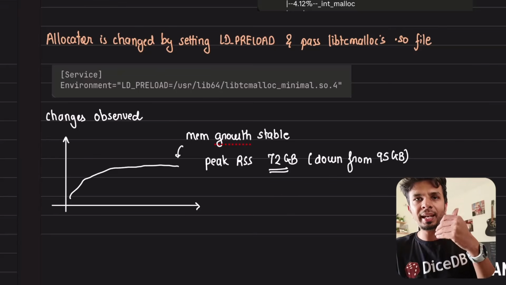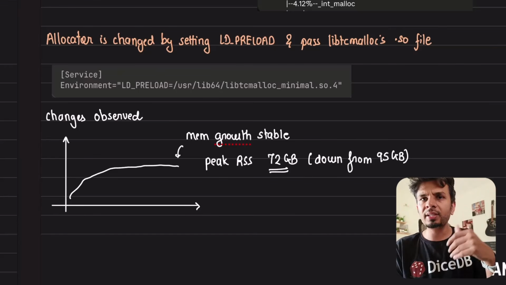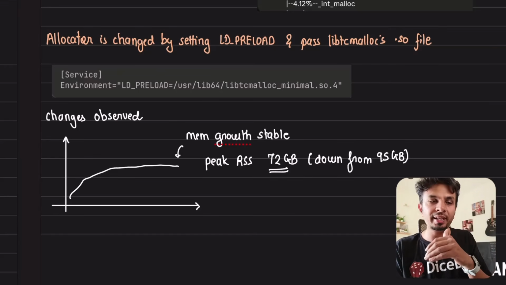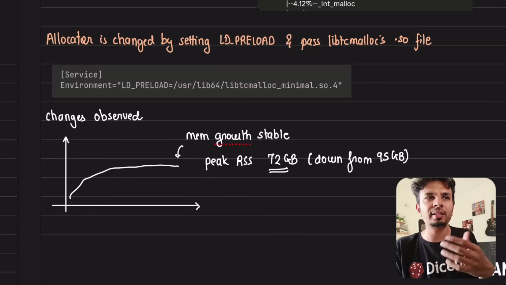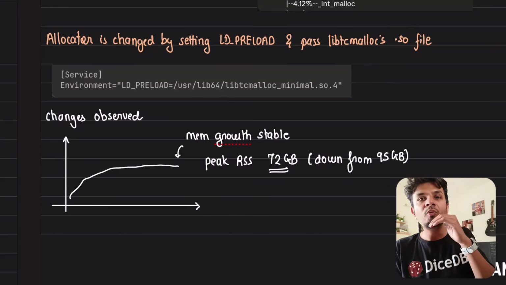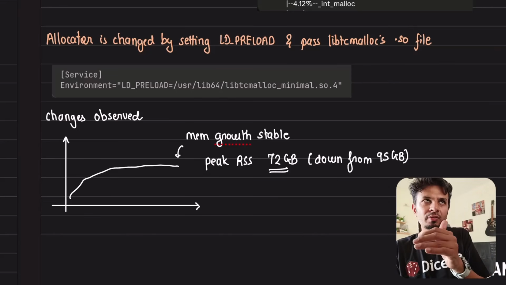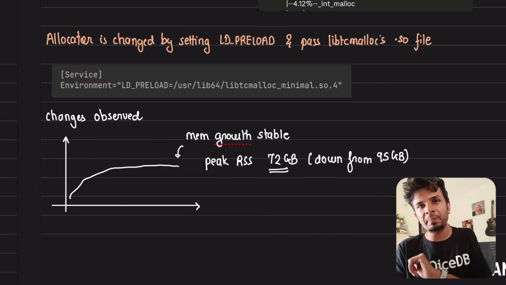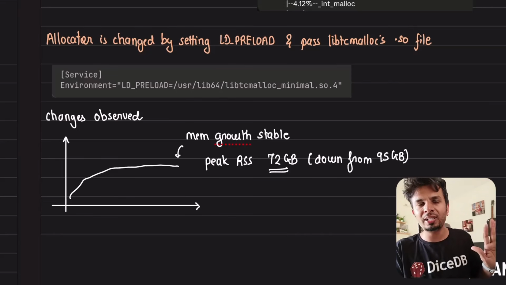For any and every tool that you use, even in Redis, you can change it. In MySQL, you can change it. Everywhere you can change your allocators and see how it benefits. Which workload benefits which allocator is benefited by which workload. It's a rabbit hole on its own.